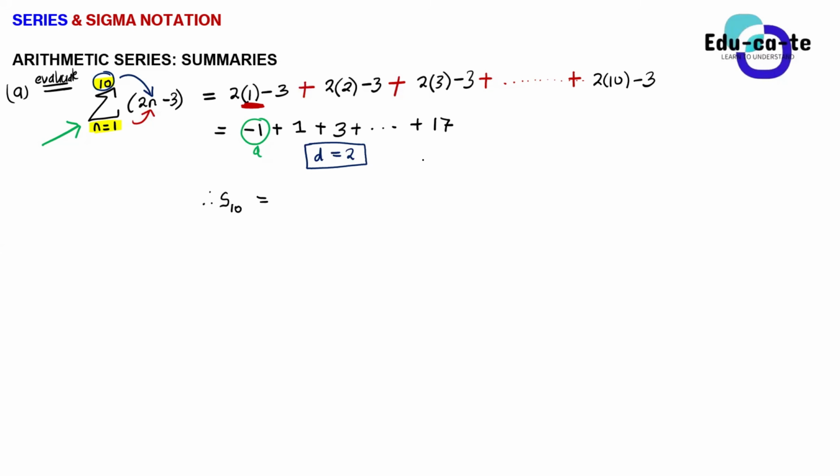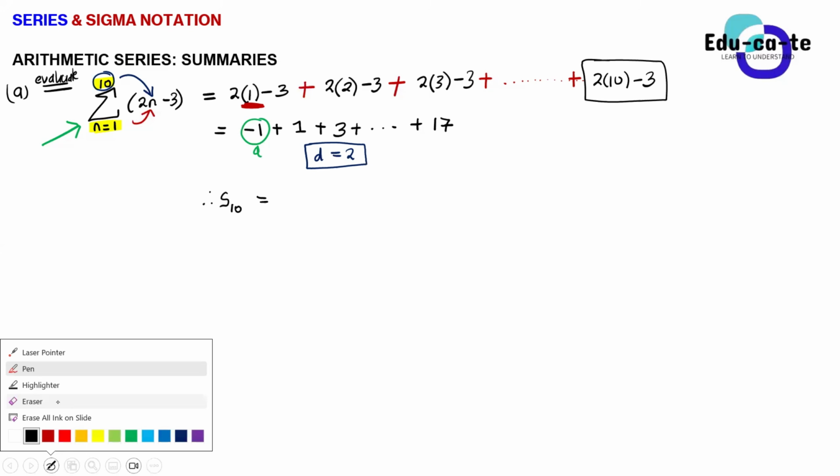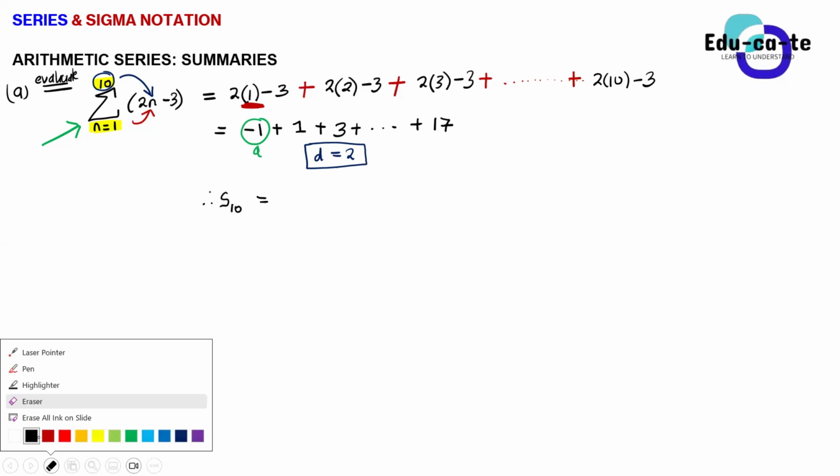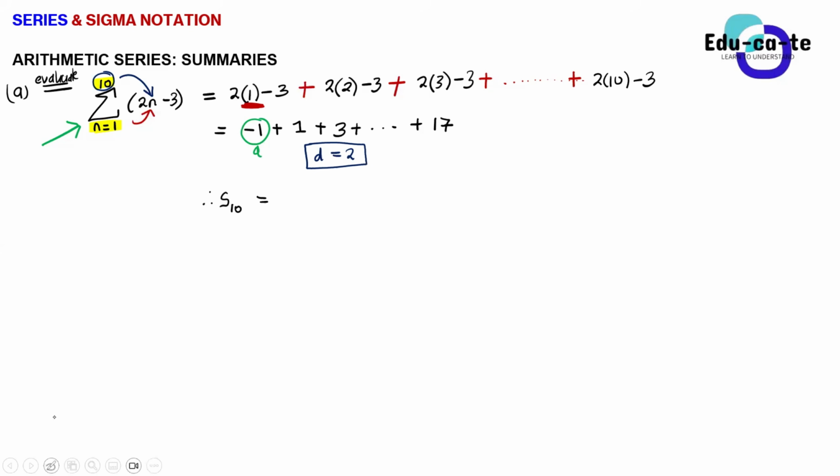Bonolo is asking, is it not necessary to calculate the last term? We do have the last term. We calculated it. It's 17. Didn't you guys say it? The last term is 2 times 10 minus 3. So I'm asking if it's necessary to calculate the last term. Well, you don't really need to calculate the last term unless you want to use the easier formula. It's not really always necessary.